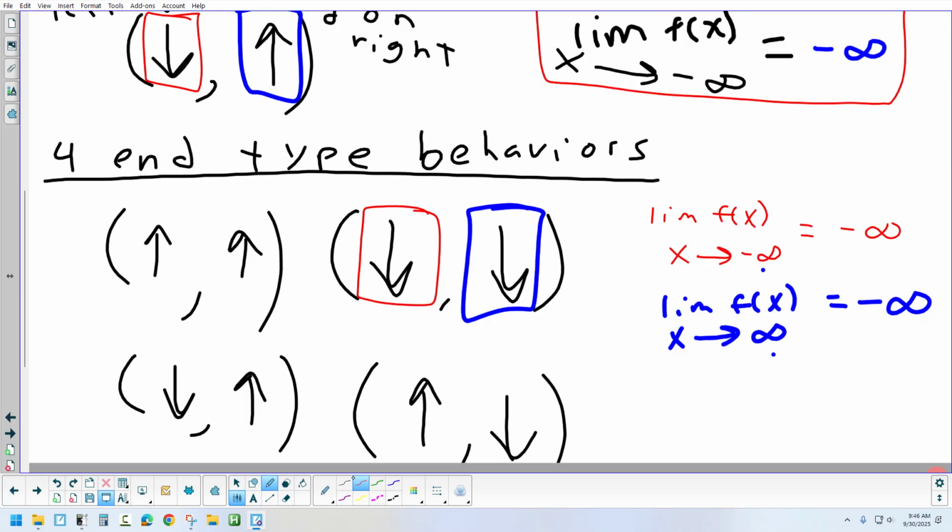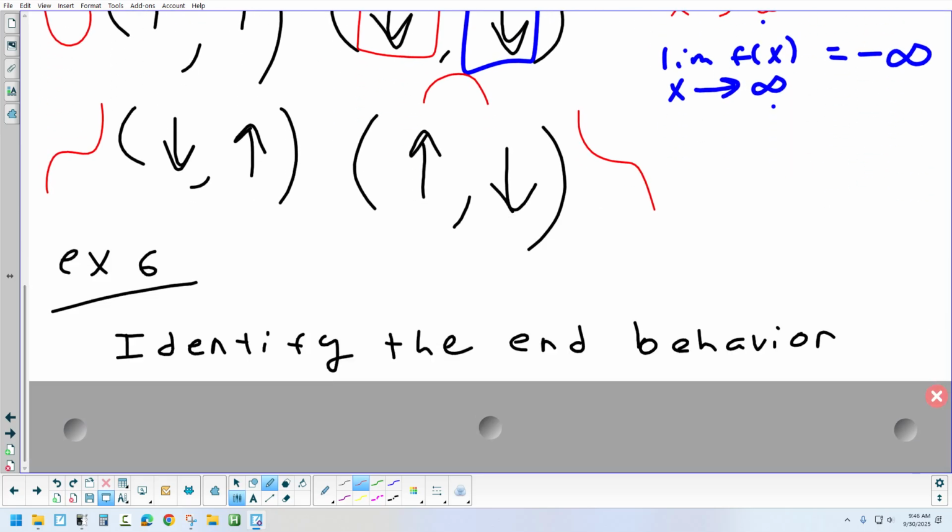Okay. So a sketch of something that's down on both sides would look something like this. A parabola opening down. This would be like a parabola opening up. That could be a cubic. And another cubic. Those are the four kinds of end behavior that you can get.